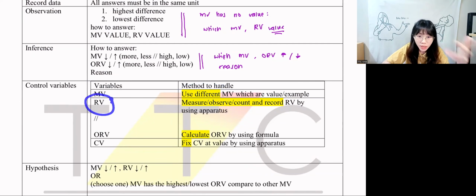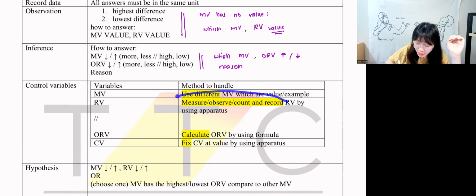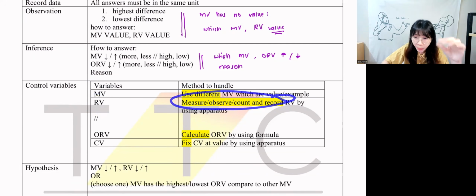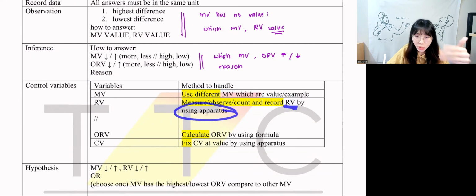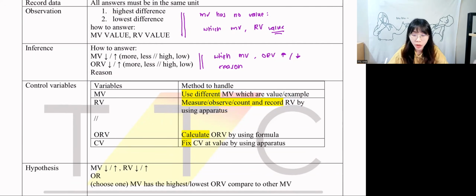If you want to write responding variable, let's say increase in temperature, you have to say measure and record. Okay, because this one you can measure, or you can say observe and record, measure and record your responding variable by using what apparatus? This is by using maybe thermometer or whatever, because it's increase in temperature, right? Measure and record the increase in temperature by using thermometer. So you have apparatus to measure it. Unless you have eye, but right now we have no eye, we have to use thermometer, right? So by using what apparatus?